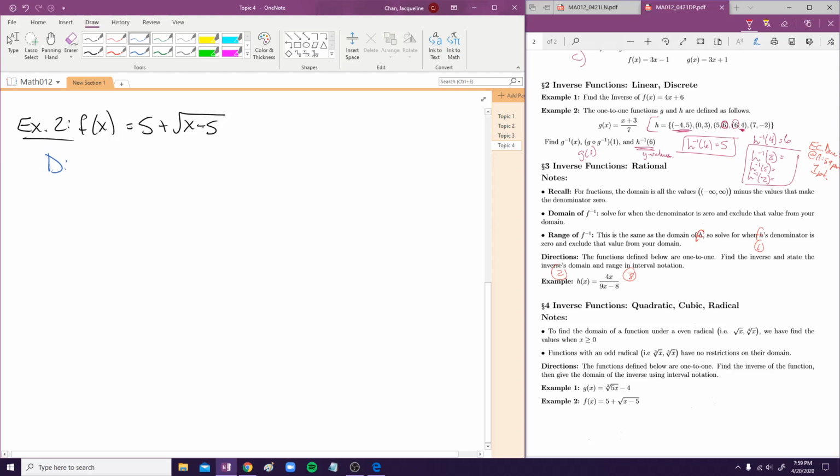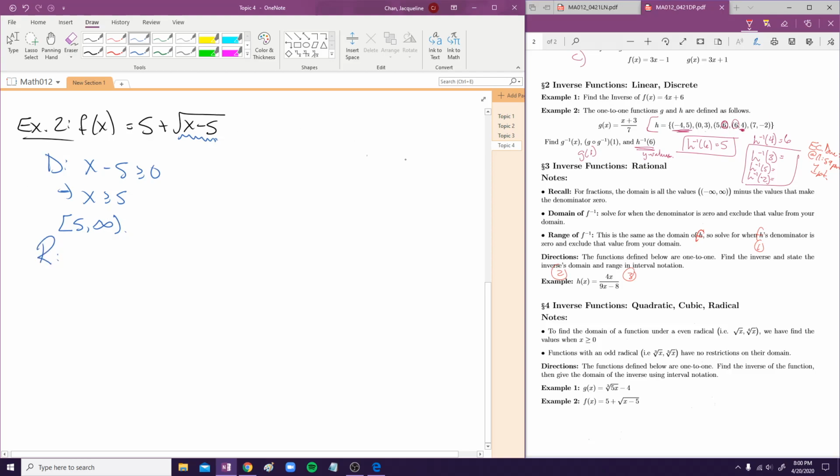So what is our domain? Since we have a square root under here, that means we have to test it. We want to know when x minus 5 is greater than or equal to 0. So we get x is greater than or equal to 5. So what is our domain? Our domain is 5 to positive infinity, right? Lastly, what is our range?